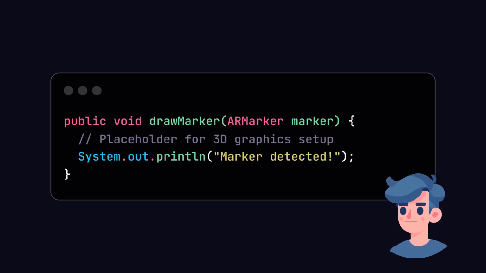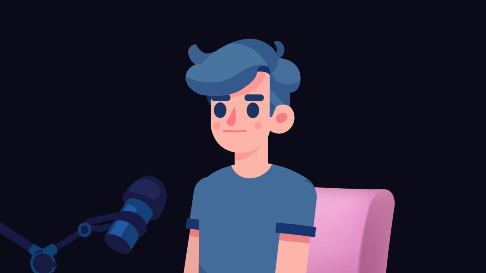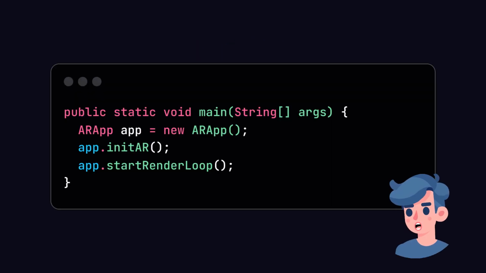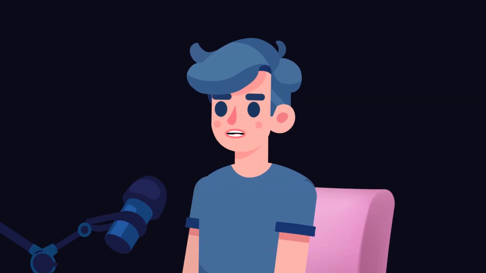In drawMarker, you will typically draw 3D objects on top of your recognized marker. For simplicity, let's assume we're going to display a simple colored hue at the marker's position. For 3D graphics, you can use a library like OpenGL, which integrates well with Java. If you decide to do this later, ensure you include specific render calls to display geometric shapes. Now let's initialize and start our rendering loop in the main method. Let's enhance the main method of our ARApp class. We call initAR to set up the context and then start the render loop to continuously render our AR content.